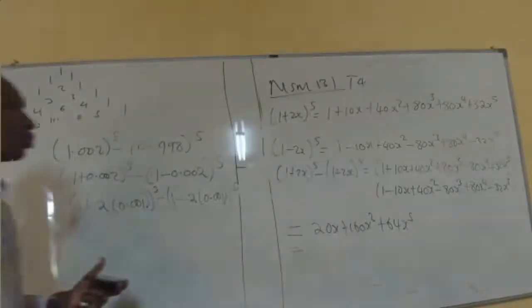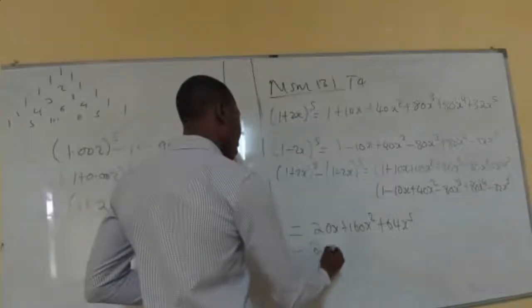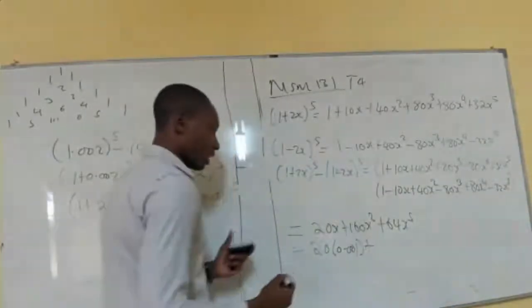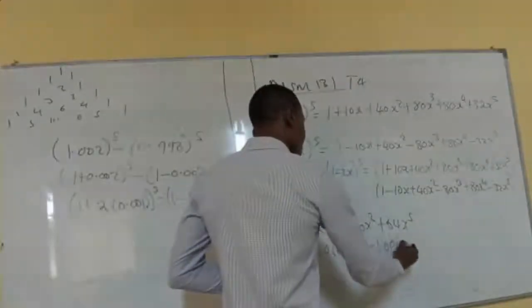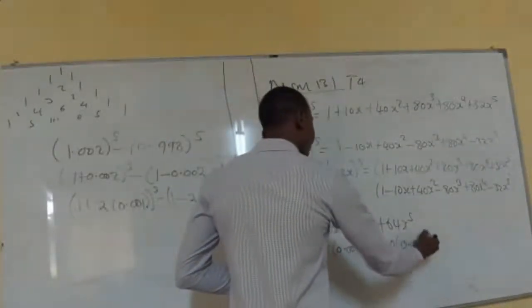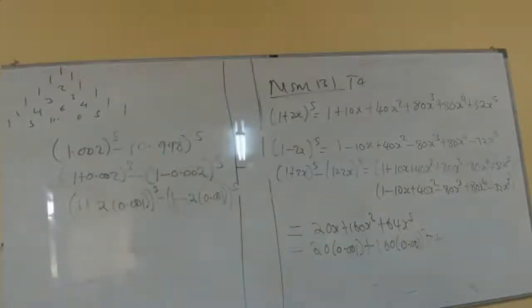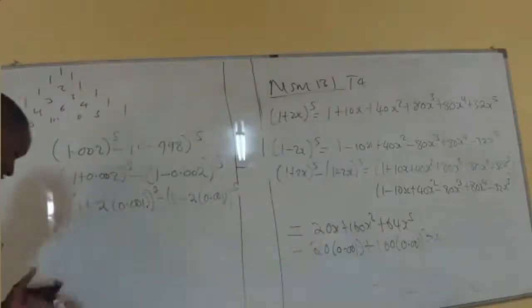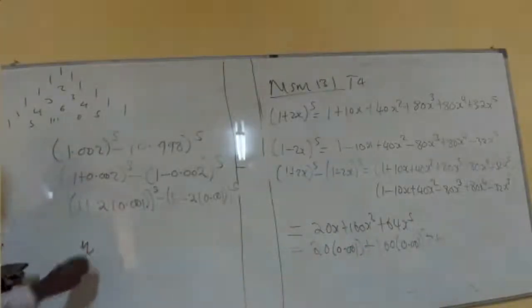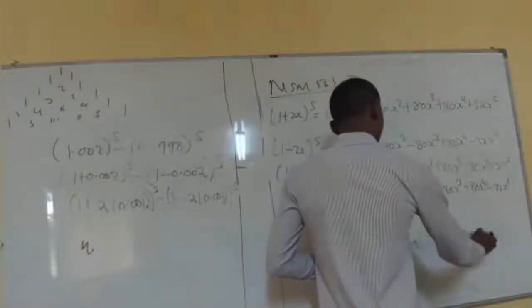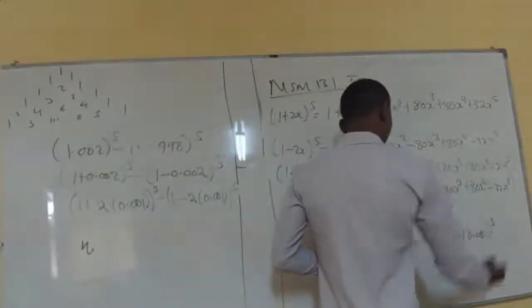So doing that, we have 20, open bracket, 0.001, plus 160, open, 0.001 to the power 3, plus 64, open, 0.001 to the power 5. Alright?